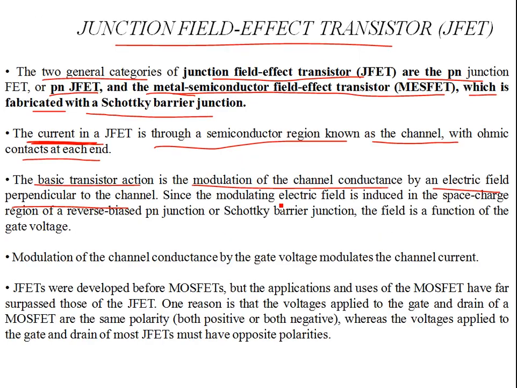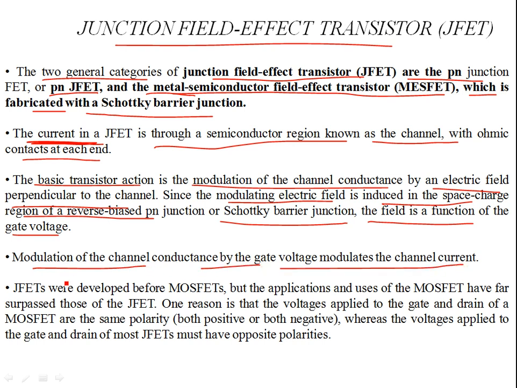Since the modulating electric field is induced in the space charge region of a reverse-biased PN junction, or Schottky barrier junction in MESFETs, the field is a function of the gate voltage. So it's always like this in transistor action: the flow of electrons is being controlled by another field or another voltage. That's the typical characteristic of a transistor. So modulation of the channel conductance by gate voltage modulates the channel current.